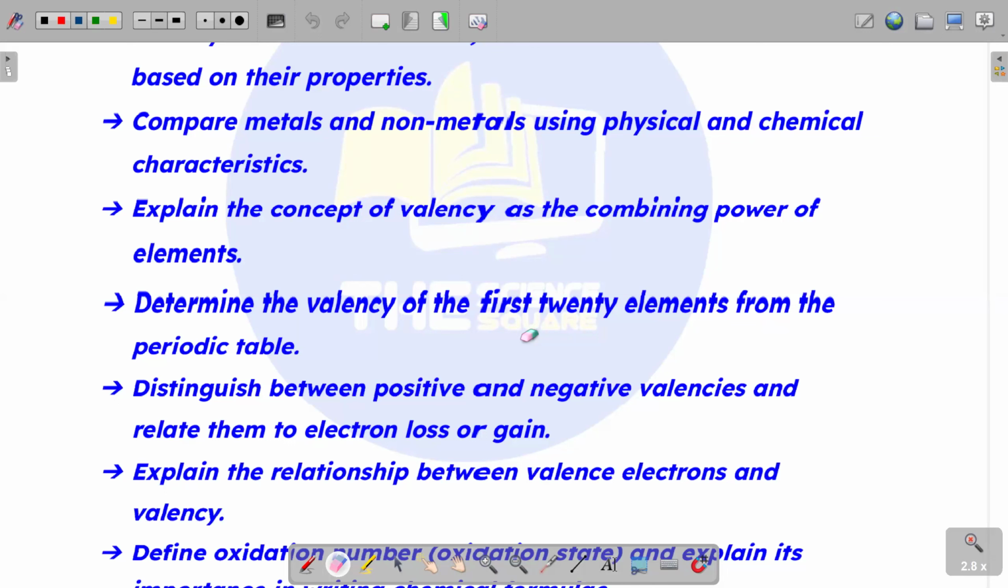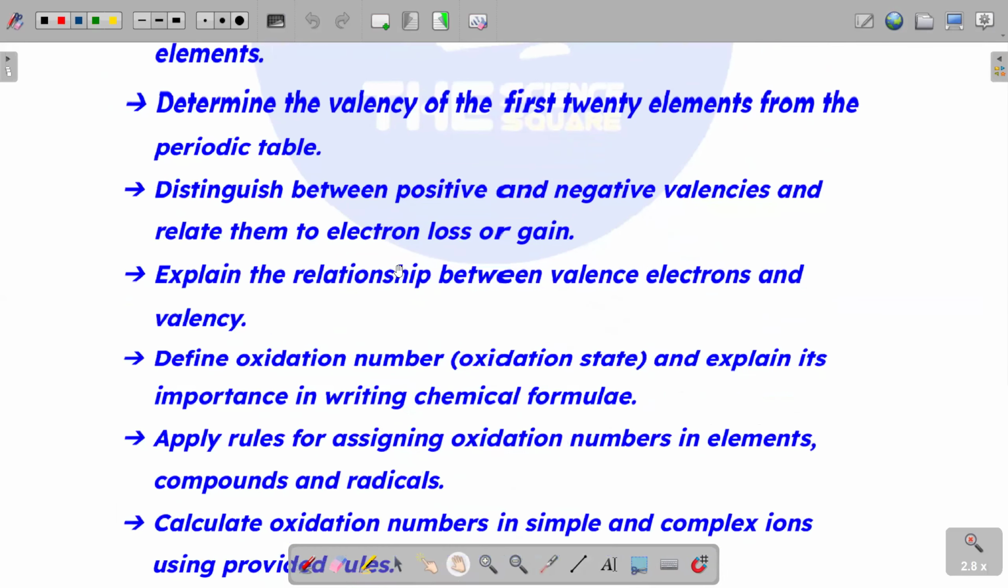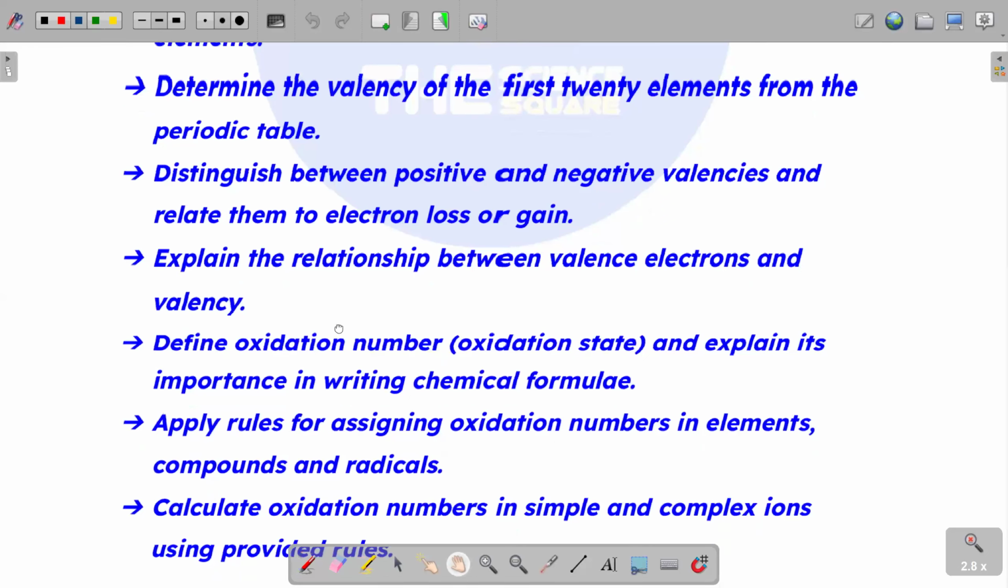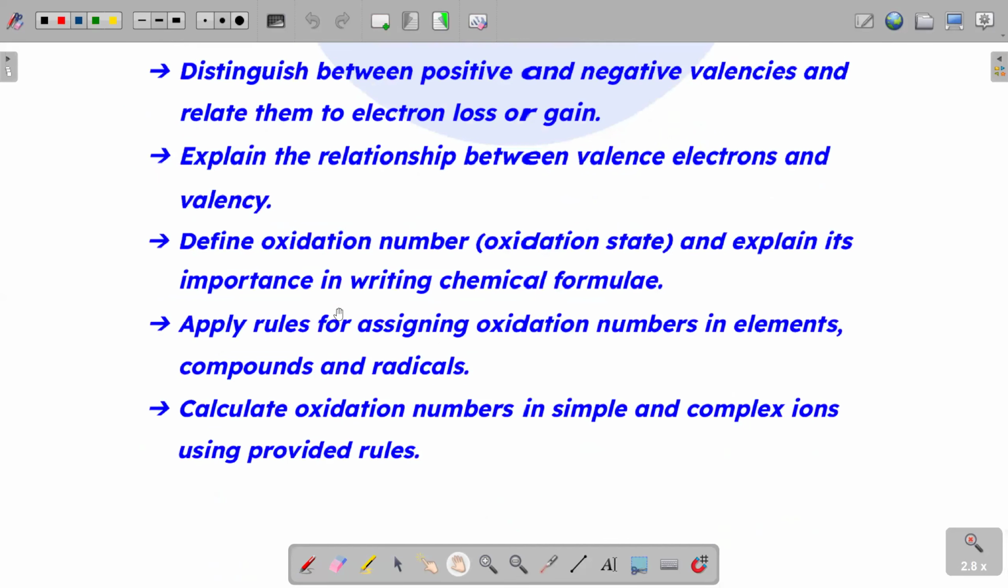Also, you should be able to define the concept of oxidation number, oxidation states, and explain its importance in writing chemical formula. How do we apply rules for assigning oxidation number? How do you apply them, especially how we use them in naming simple compounds following IUPAC nomenclature? Also, you should be able to classify oxidation numbers in simple and complex ions using some specific rules. So these are the objectives. Use these objectives to track your understanding of this concept.